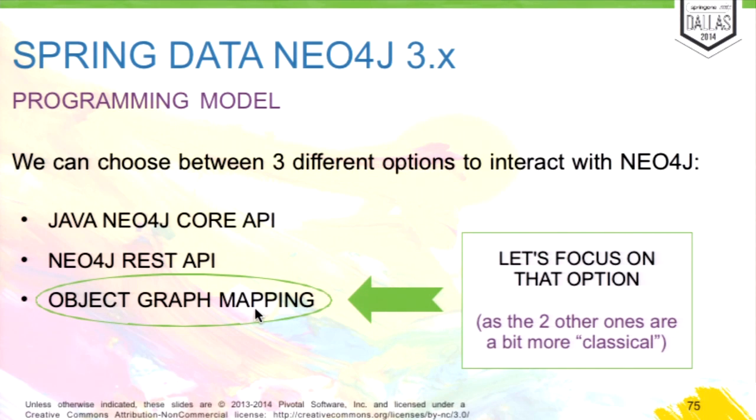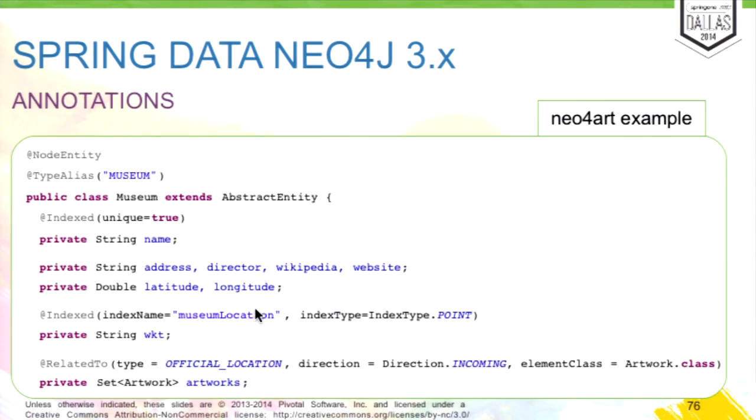In the live example, we focused on the third option, the object graph mapping, as the two other ones are a bit more classical. And this is an example of how we can use the annotations. So for example, this is the domain class for museums, which have a name, an address, a director, a Wikipedia page, a website.